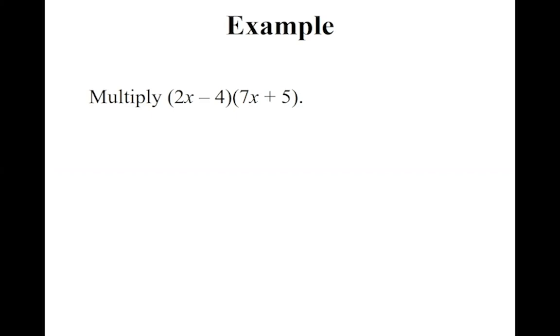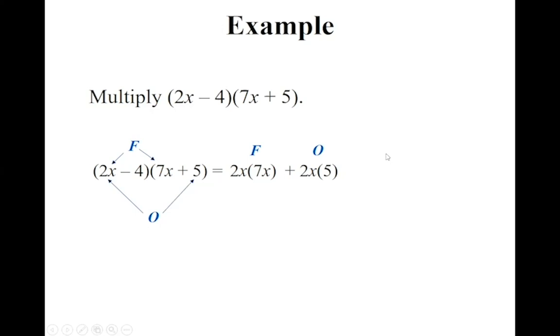Next, let's multiply 2x minus 4 times 7x plus 5. First, 2x times 7x. Outer, 2x times 5. Inner, negative 4 times 7x. Last, negative 4 times 5.